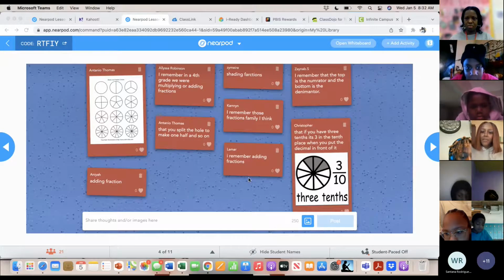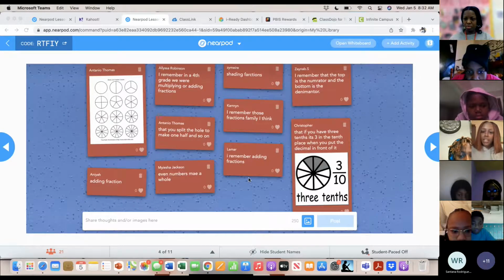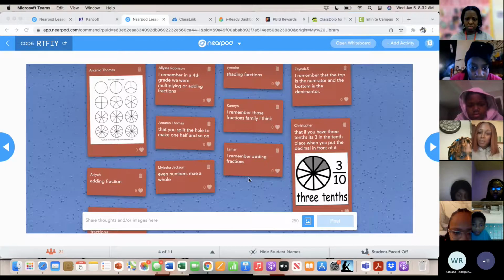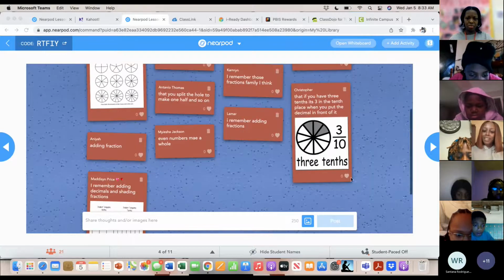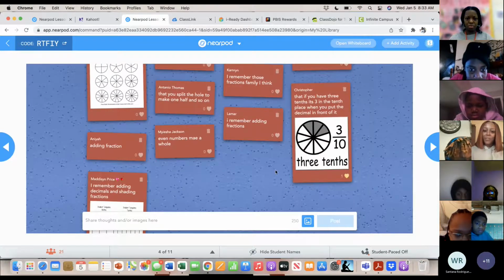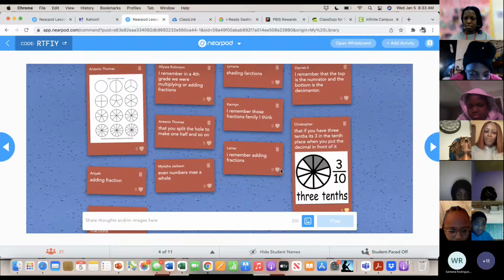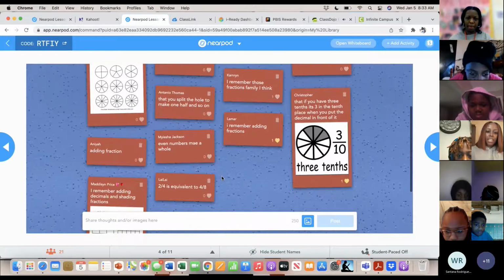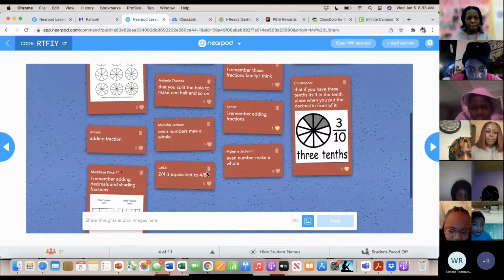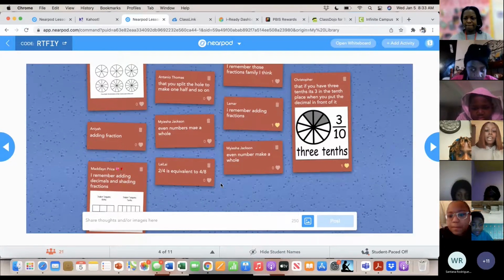Chris said if you have 3/10, it is in the tenths place when you put the decimal in the front. Okay, Chris, relating the fractions back to decimals. Good. Look at you. Lamar says he remembers adding the fractions. Even numbers, maybe a whole number. Yes, I see what you're saying, Maisha.